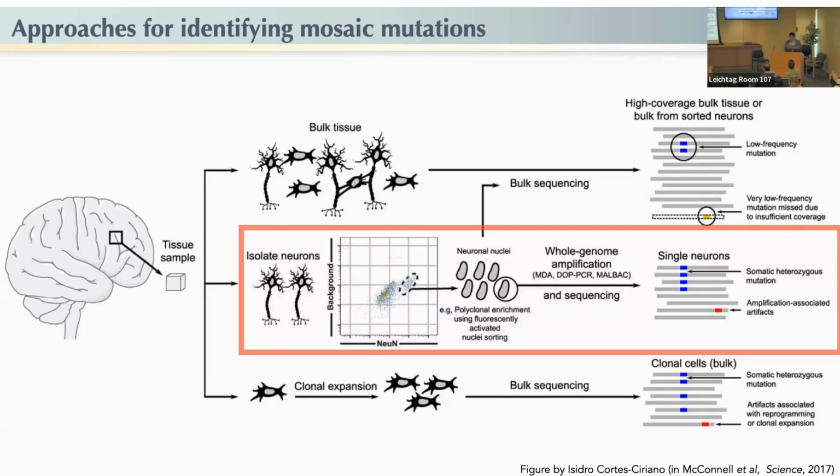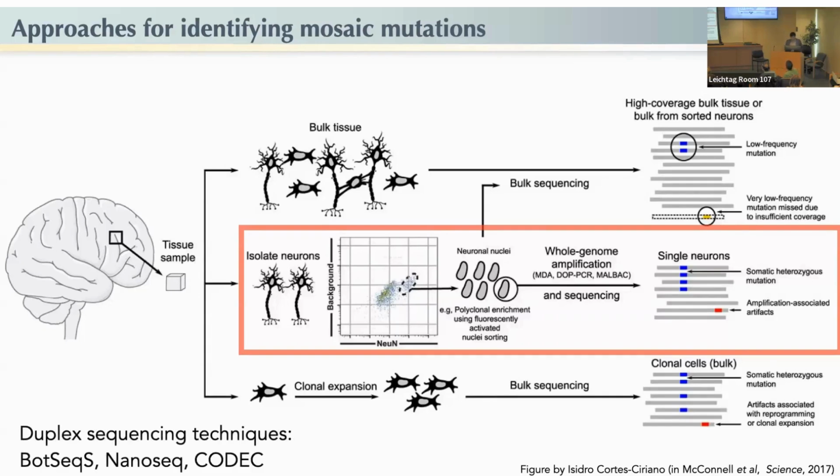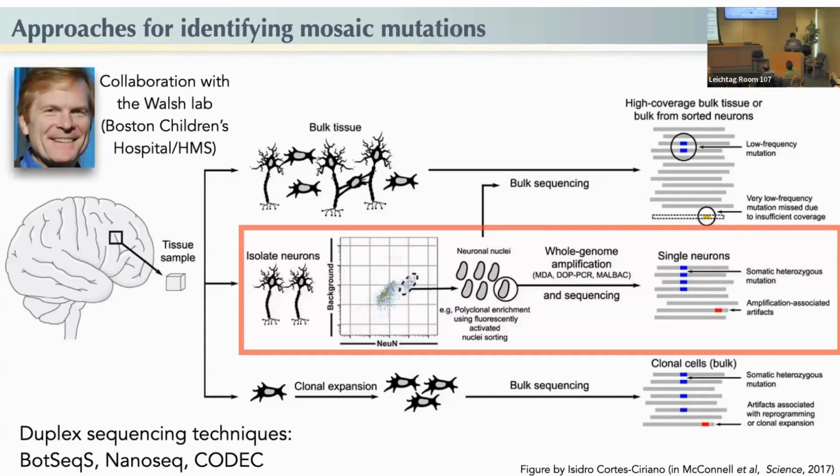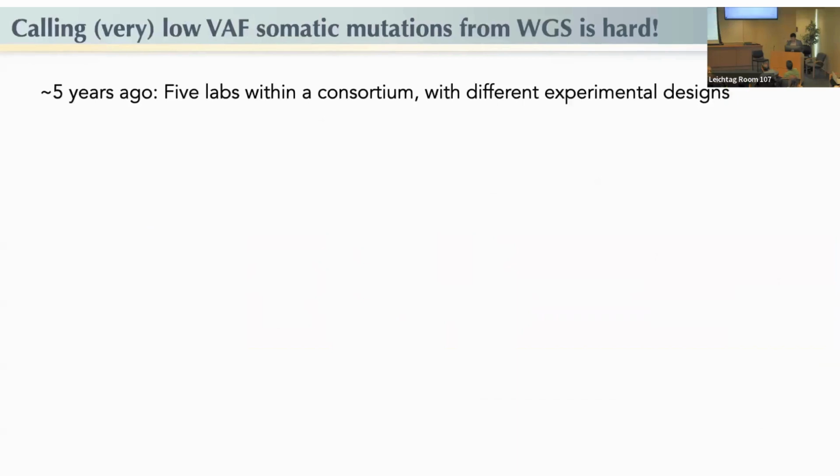Well, it turns out that this is a really challenging problem bioinformatically, right? Because the noise that gets generated from amplification will overwhelm the true mutations, okay? All the work that we've been doing in the brain space is with Chris Walsh at Boston Children's, and a lot of people from his lab.